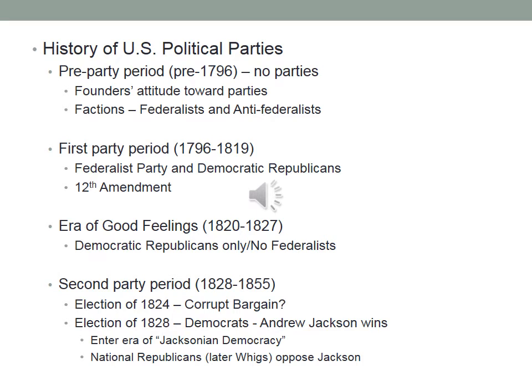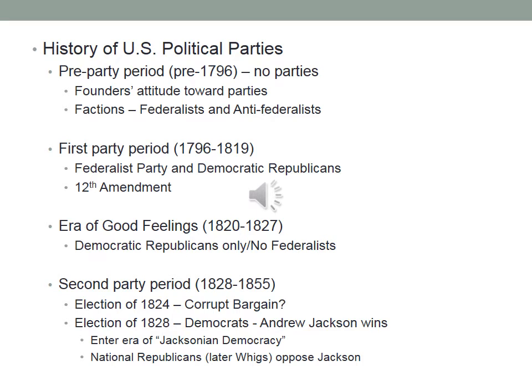So Jackson's supporters called it a corrupt bargain. They said, look, you just traded the office of Secretary of State and a future presidency to Clay for your own victory in this election, and that's not fair. So what happened is Jackson and his supporters branched off from the Democratic Republican Party, created their own political party in the next election of 1828, and ran against John Quincy Adams again and defeated him.